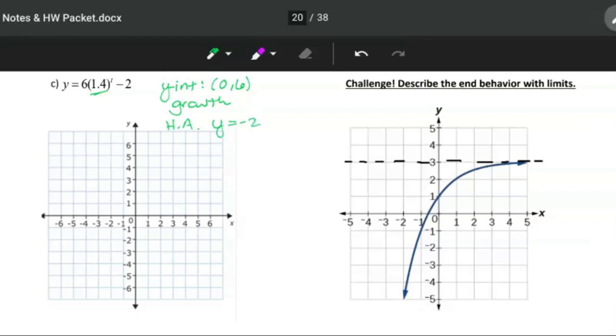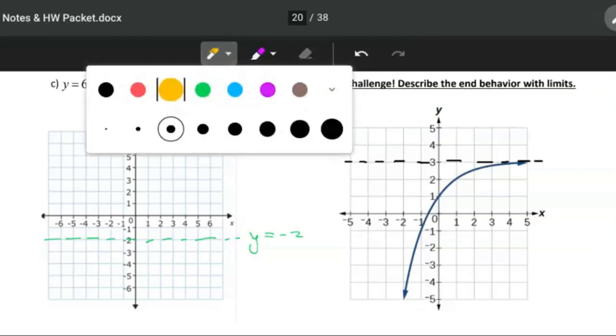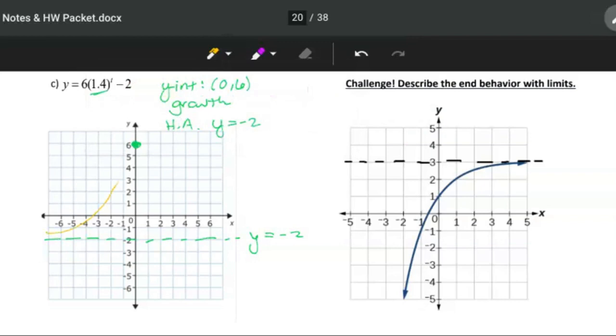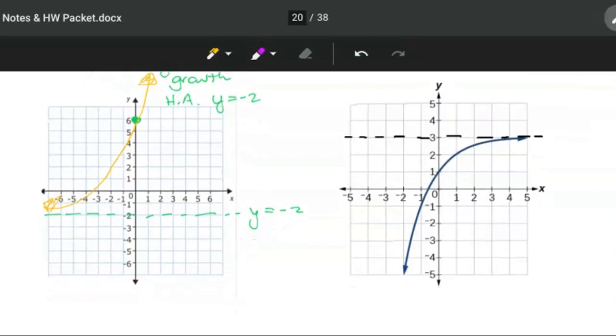All right, so let's start graphing that. Y-intercept at 6, horizontal asymptote at negative 2, so y equals negative 2. And then we said we have growth. So maybe something like this would be a sketch of the graph. And then we have to do our limits.